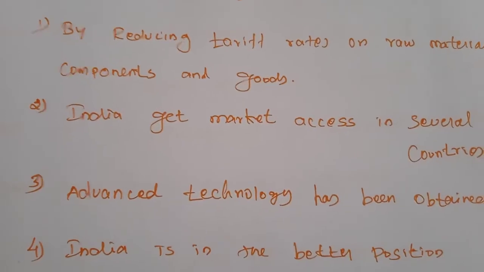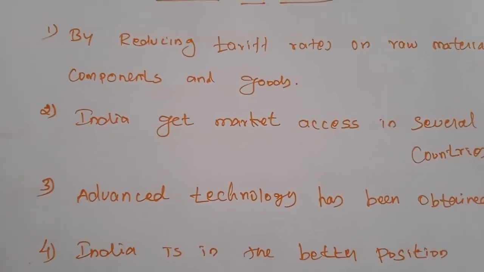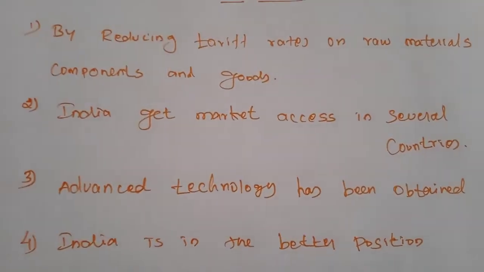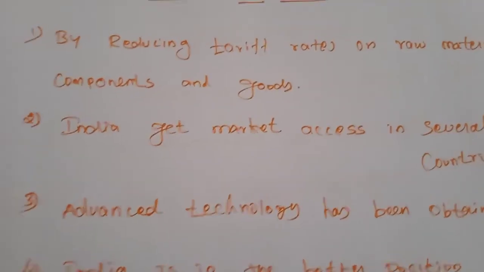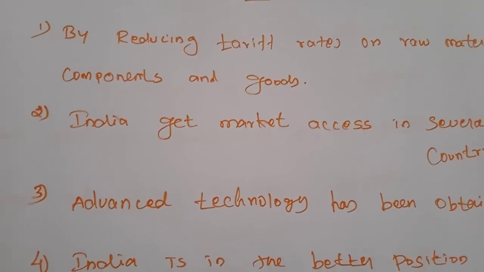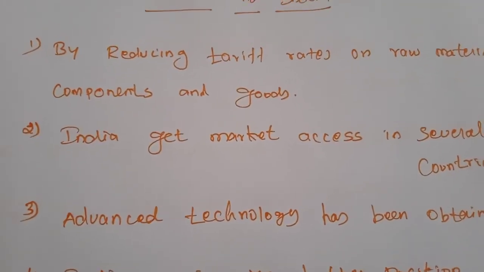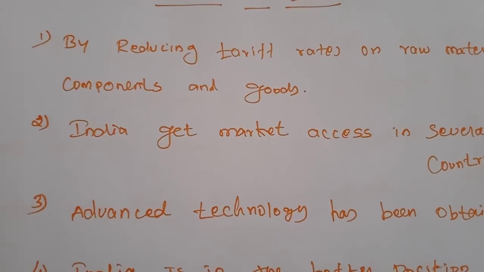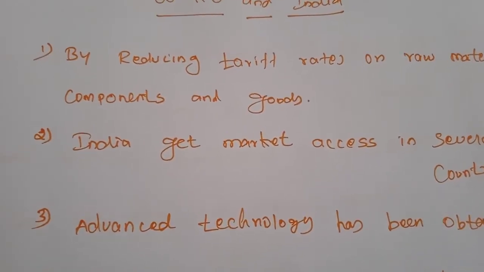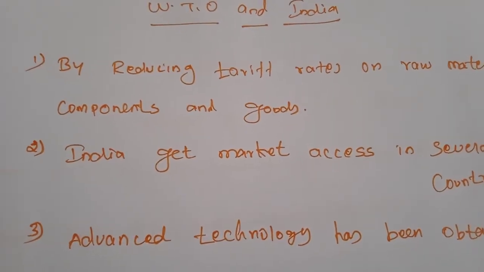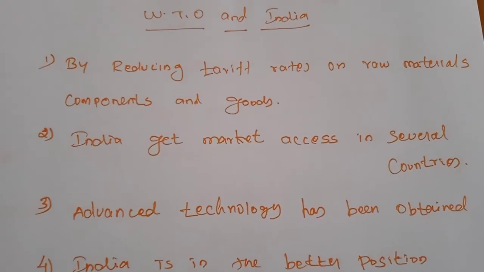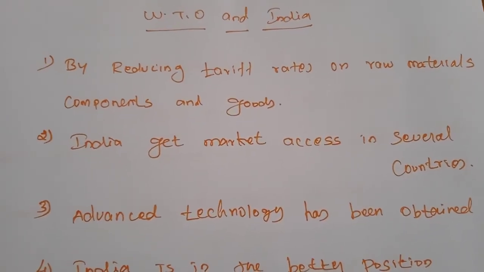Next, India gets market access in several countries without any bilateral trade agreement. Before that, India had to ask permission and make a separate agreement with all other nations. But now India gets market access in several countries without any bilateral trade agreement. By having a single agreement, it is able to get the market access.